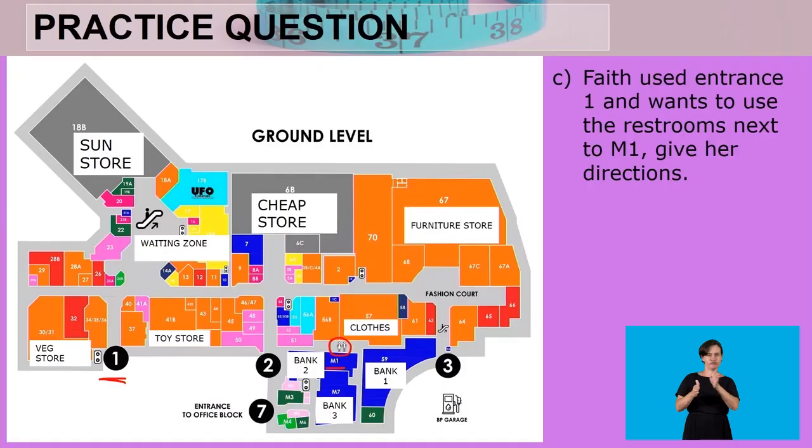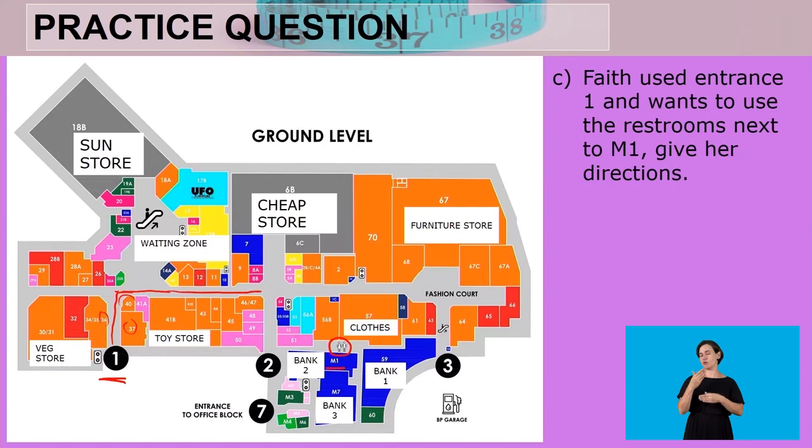So now when Faith is entering this mall, she is facing up. So it means that the left is on the left and the right is on the right. Now, what do we do? Faith is walking towards M1 so that she can use these restrooms. So the first thing is she has to pass between shop 36 and 37, and then she will have to turn to the right. Now she turns to the right at shop number 40. She takes a right, then she continues.